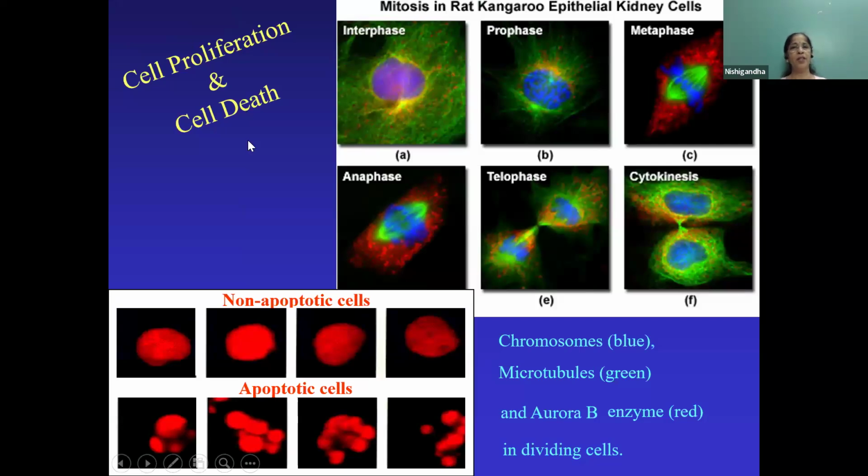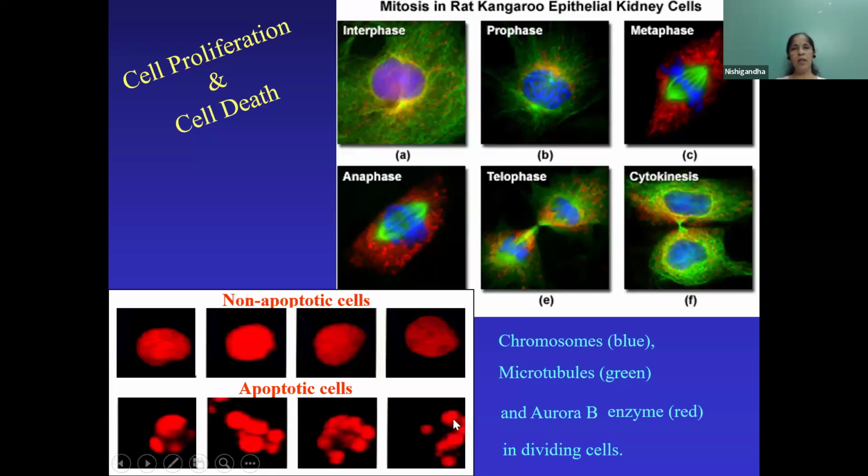Now again, cell proliferation and cell death. This is again an example with the fixed cells, wherein the chromosomes are seen as a blue color, then microtubules in green color, and then aurora B enzyme, which is again expressed much higher at the time of cell division. So see, the cells are seen at the different phases like interphase, prophase, metaphase, anaphase, so on and so forth. Here what we see is a nucleus, non-apoptotic nucleus and apoptotic cells nucleus.